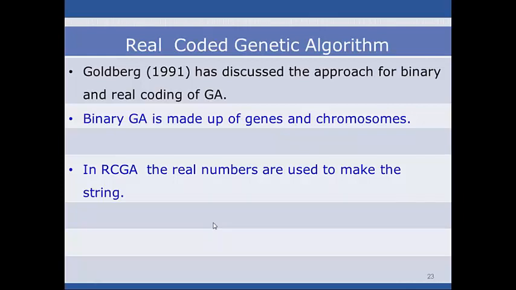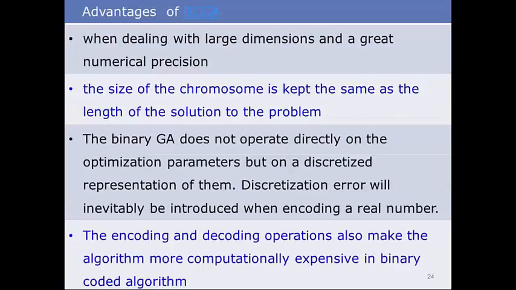But in the case of the real coded genetic algorithm, instead of using 0 and 1, that is binary code, we are going to use real numbers. When we want to say 2, in the case of binary, we will say 1, 0. This will give us the number 2 in binary. But instead of that, in real code, we will say 2 directly. So using real numbers, we are going to code the algorithm. This is the real coded genetic algorithm. It has some advantages also.